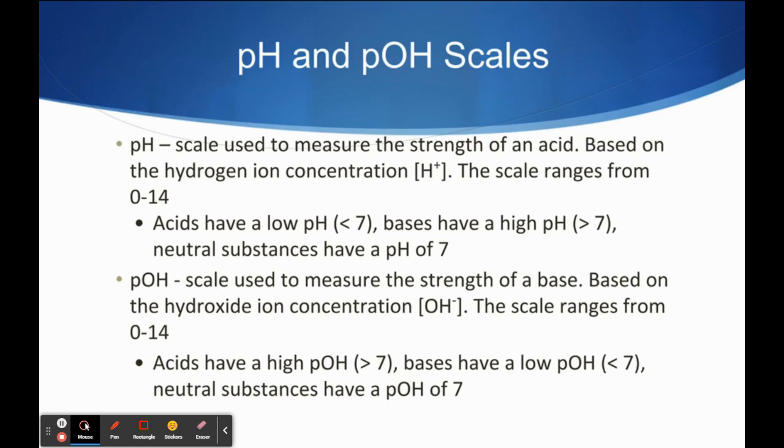Similarly, pOH is a scale that is used to measure the strength of a base, and it is based on the hydroxide ion concentration, or the OH- concentration. This scale also ranges from 0 to 14. So the scales are opposite from each other in the fact that 7 is still neutral in both the pH and the pOH scale, but on the pOH scale, acids will have a pOH of higher than 7 and bases will be lower than 7.